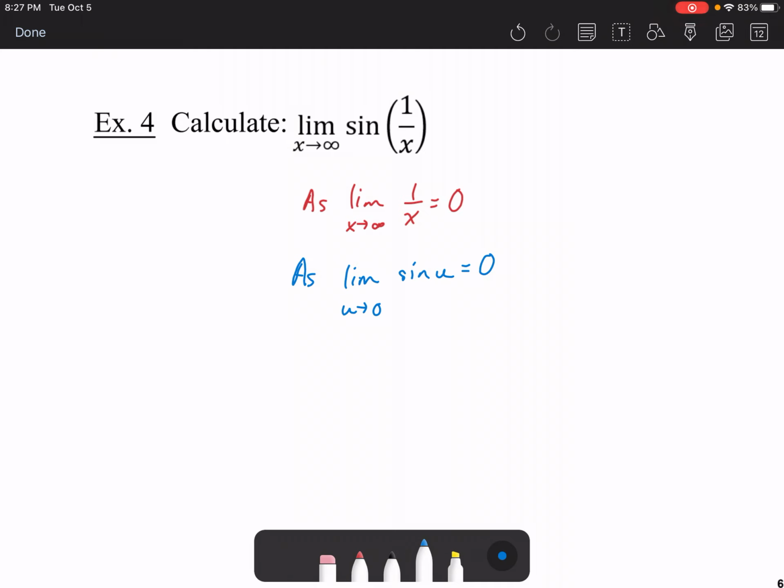So as you can see, as x approaches infinity, 1 over x approaches 0, so the limit as x approaches infinity of sine of 1 over x also approaches 0. And this is a substitution of variables. Since we know 1 over x gets closer to 0, we can replace that variable. And thus concludes the squeeze theorem.